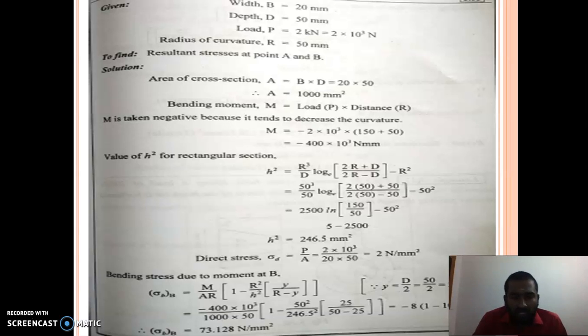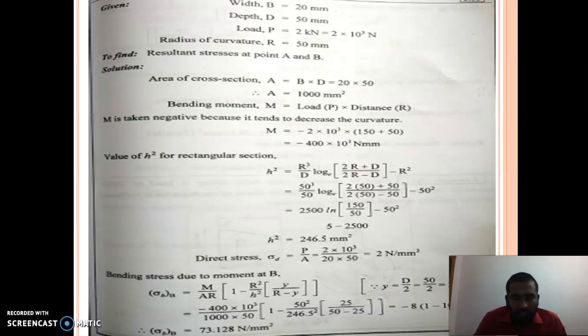So before calculating the bending stress, you have to calculate h square for that section. Here the section is rectangular section. For calculating h square for rectangular section, the expression is r cubed by d into ln of (2r plus d) divided by (2r minus d) minus r square. You know all these parts. We know initial radius of curvature is given 50 mm. Total depth of the section is also given as 50 mm. So upon substituting that and calculating that, we find that h square is 246.5 mm square.